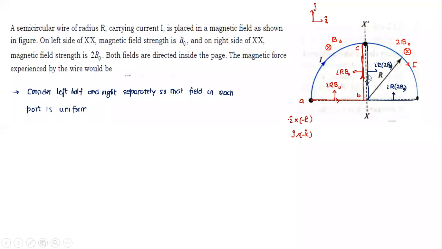So I can easily calculate the net force. So this is another way. Last time you can take a straight line also, and then we get root 2r, and then take the components finally.